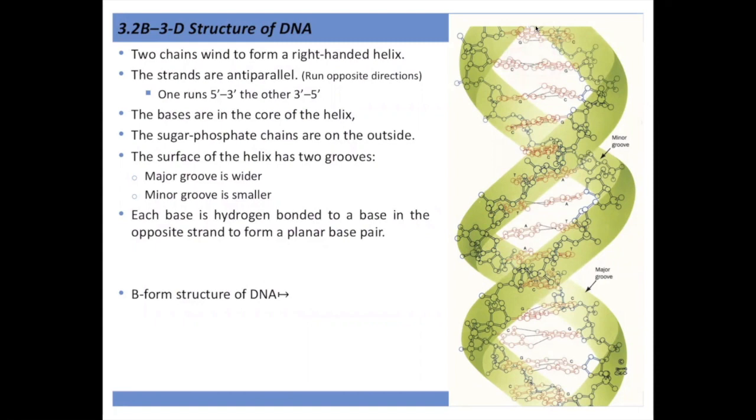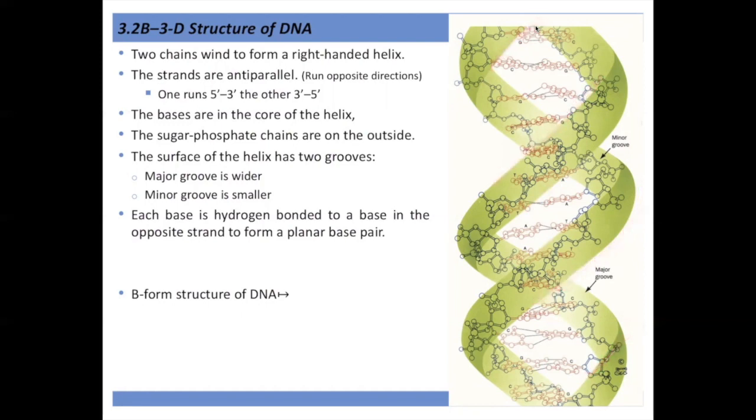The sugar phosphates are on the outside, so you can see the phosphates and the sugar groups tend to be pointed outward. And the surface of the helix actually has two grooves. So we have what's referred to as the minor groove, so it's smaller, and then you have what's referred to as the major groove, which is larger. It's a little bit hard to see, but this major groove actually runs all the way around, and then it'll appear over here.